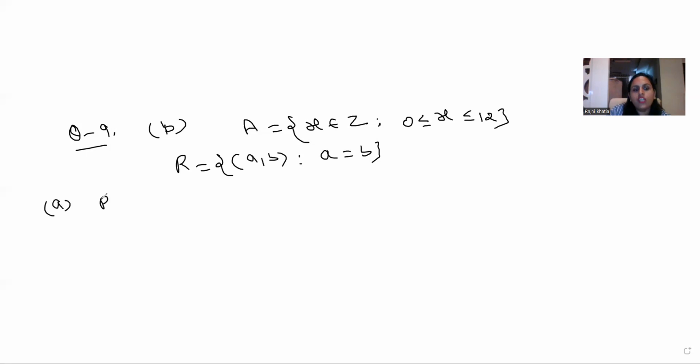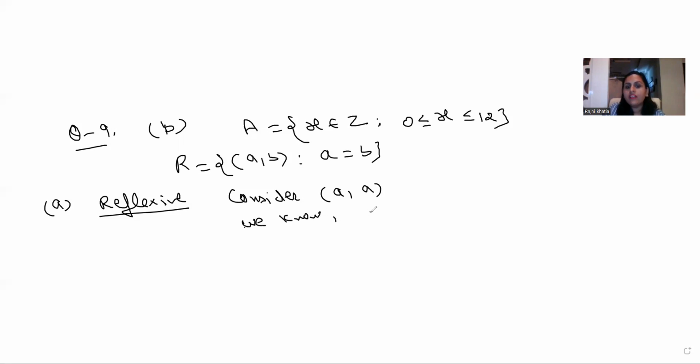So we are going to start with the reflexive part. Whenever we start with the reflexive part, we write, consider (a, a). Now what does our relation say? Our relation says if (a, b) belongs to R, a should be equal to b. Now we know that a is equal to a. So we will write, we know that a number is equal to the number itself.